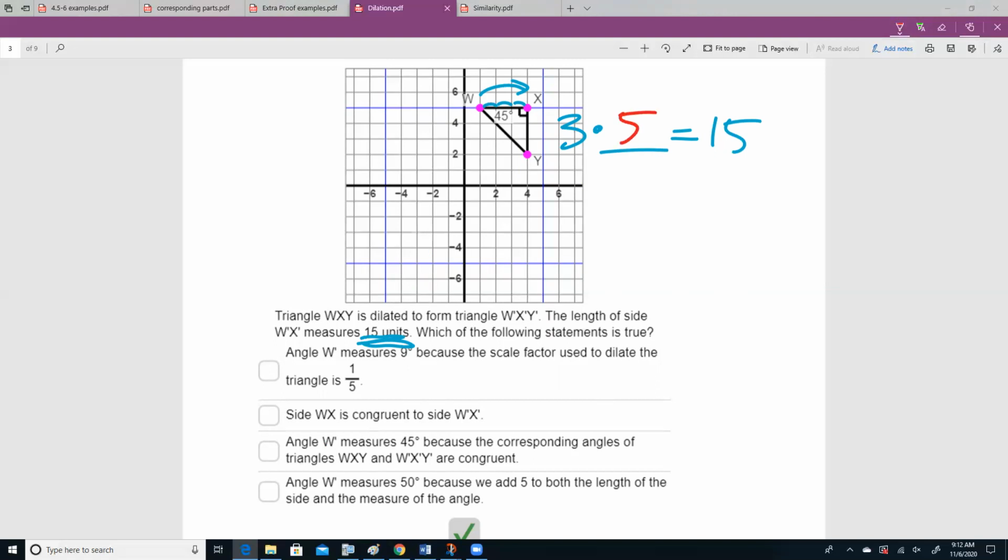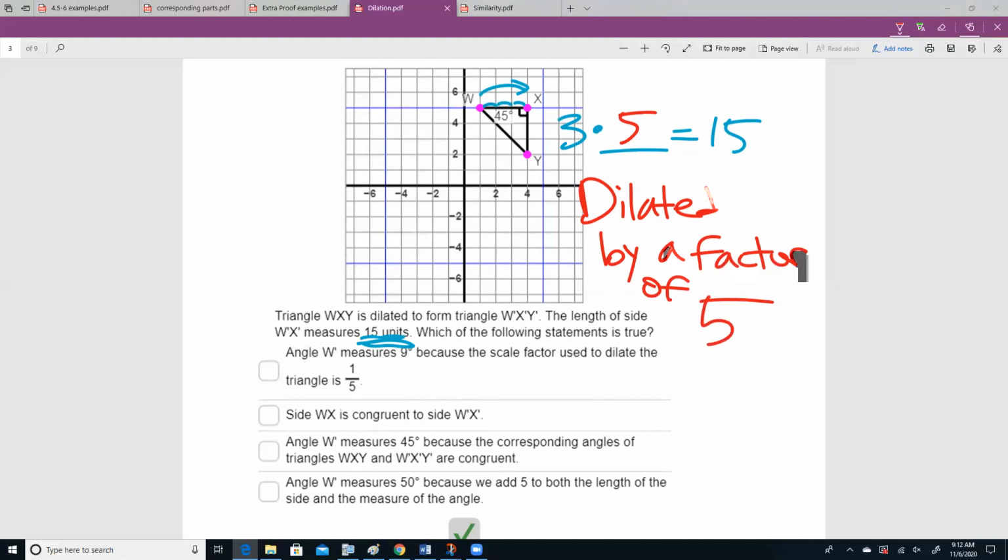We know that's 5, so we have dilated by a factor of 5. Which of the following is true?